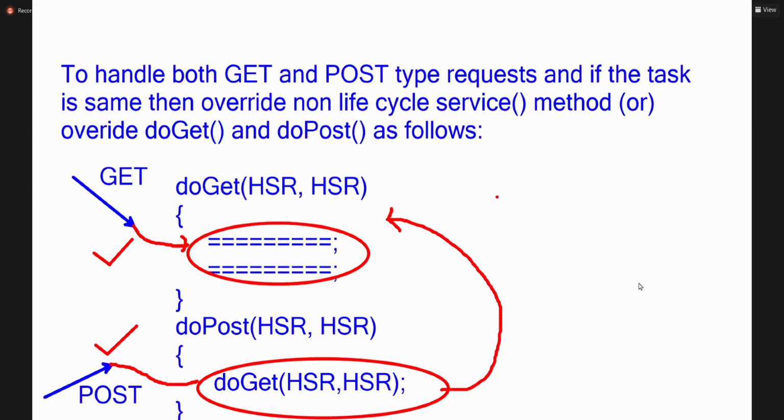So by default, Eclipse is showing like this. It is also okay, not a problem. But if you use GenericServlet, there is no other option. Compulsorily lifecycle service, no other option. Here, multiple options are there. Understood what I said? Is it clear?